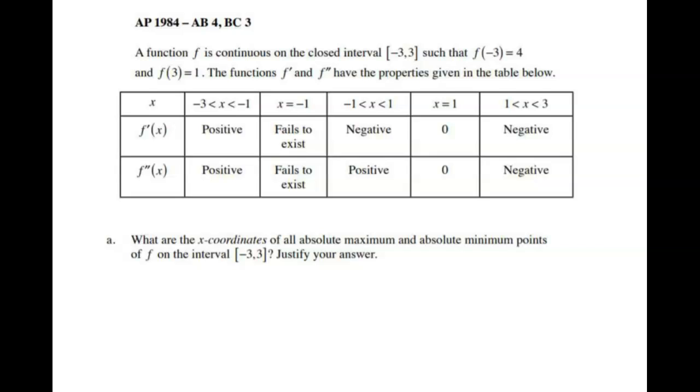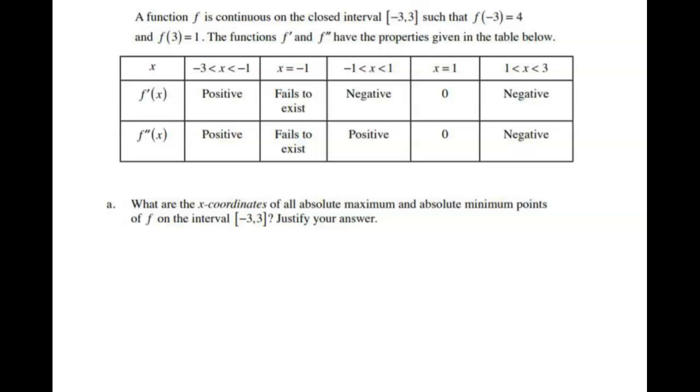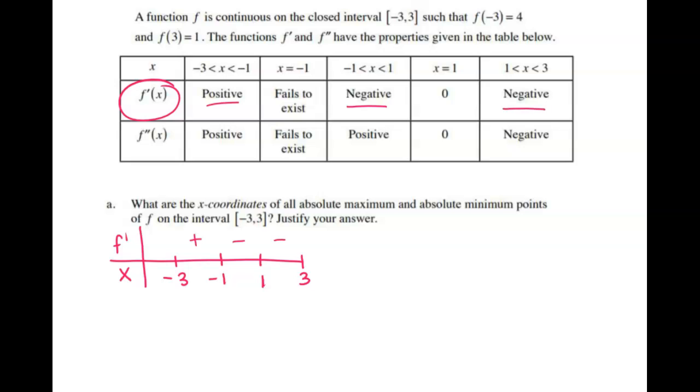So if we look at the behavior of f prime, let's make our own little table. So let's see, we have -3, -1, 1, and 3. Looking at just the first derivative, from -3 to -1, it's positive. From -1 to 1, negative. 1 to 3, negative.